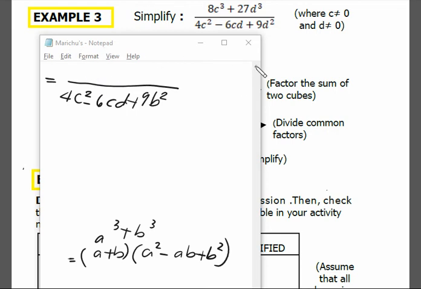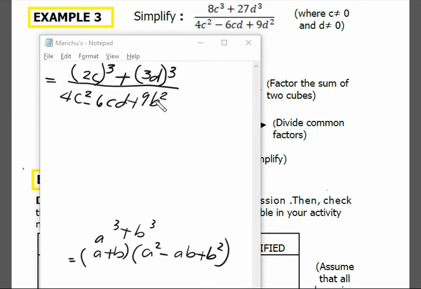Then, let's see. Okay, let me rewrite this as 2c times quantity cube plus, I'm just rewriting 8c cube in such a way that I can enclose it inside the cube, plus 3d quantity cube. Okay, wait for a while.